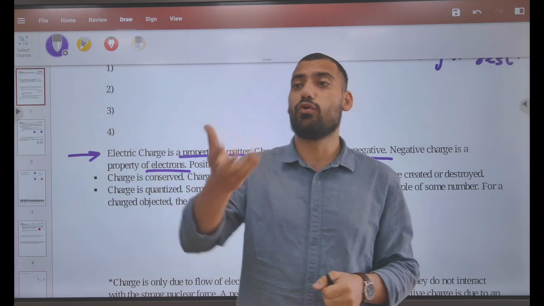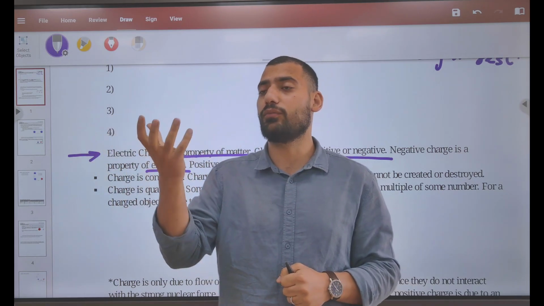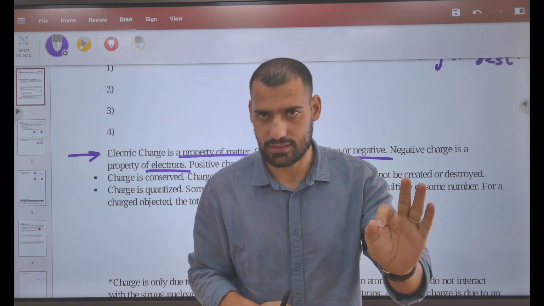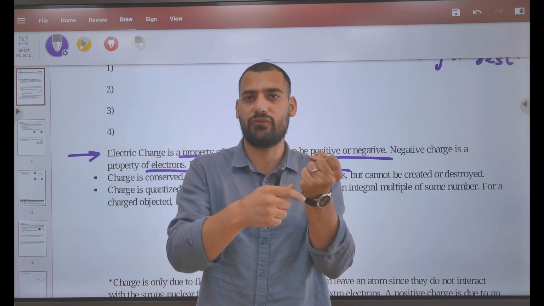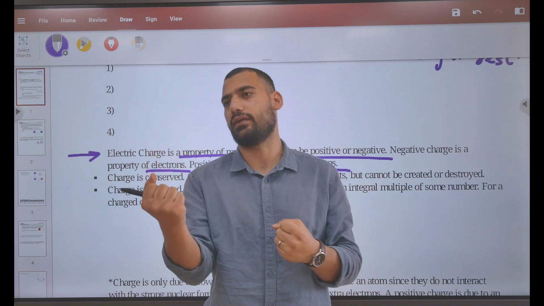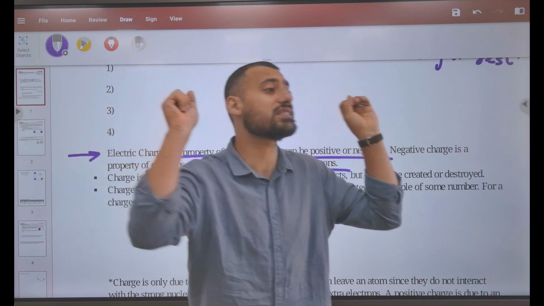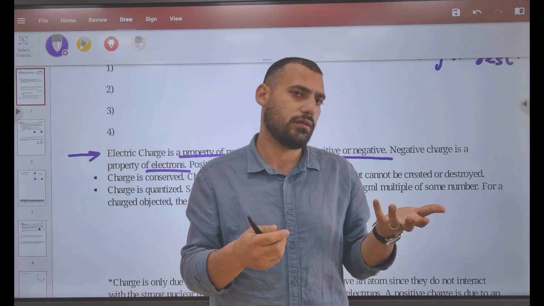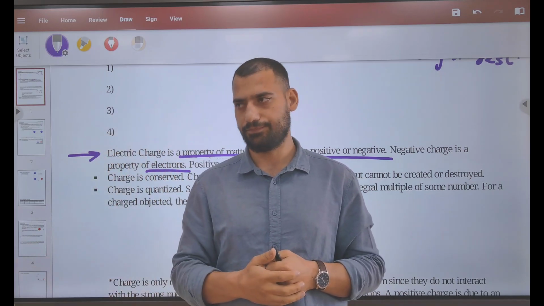When a body has more protons, we say that it has positive charge. When a body has more electrons, we say that the body has a negative charge. But first of all, you need to understand, positive and negative are just sign conventions. If there is a body that behaves in a certain way, and there is another body that behaves in an opposite way, then if this is positive, this is negative. If this is up, this is down. If this is right, this is left. That's it. So positive and negative is just the sign convention given. Is that fine? Clear? So when a body has more protons, we say that it has positive nature. When a body has more electrons, we say that it has negative nature.